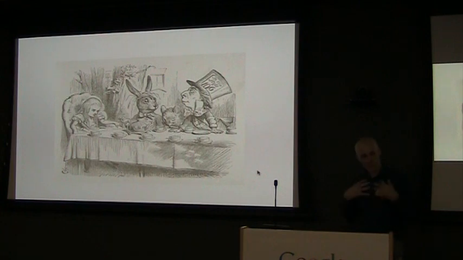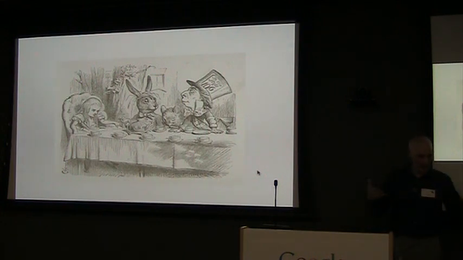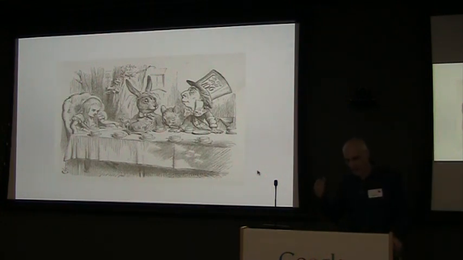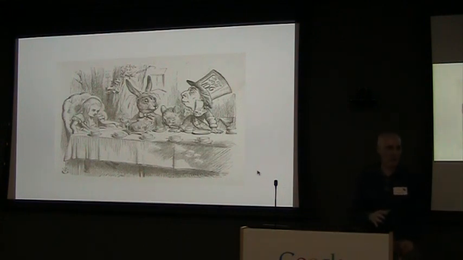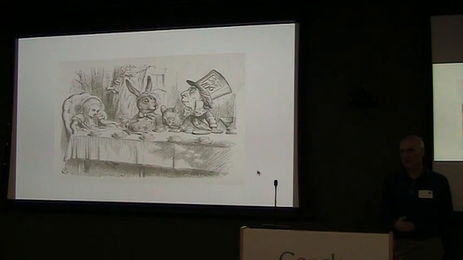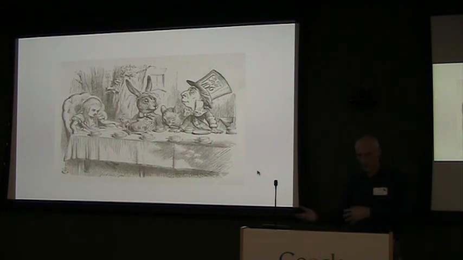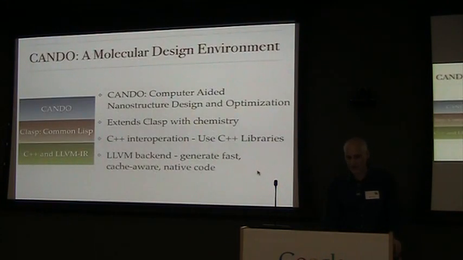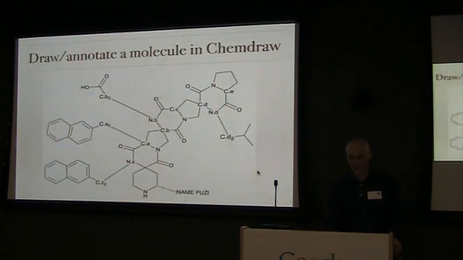Okay, so I am a synthetic chemist trying to make molecules, trying to change the world with better molecules. I have taken a little side project here. I am so deep down the rabbit hole now. I've put 4 or 5 years of my life into developing this new Common Lisp implementation to support my chemistry code. I'll flash some things up. The chemistry code basically sits on top of Clasp, and it's running now.